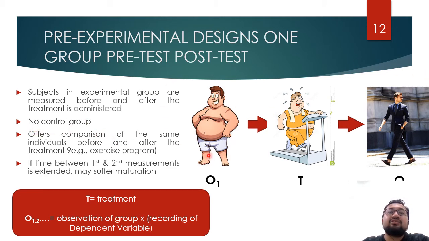Kita hanya lihat satu group saja, orang yang exercise. Patutnya ada satu lagi group orang yang tidak exercise. Kita nak tengok outcome dia macam mana. So it is a one group, satu group saja, pre-test, post-test. So it offers comparison of the same individuals before and after the treatment. Okay, if time between first and second measurement is extended, may suffer maturation.